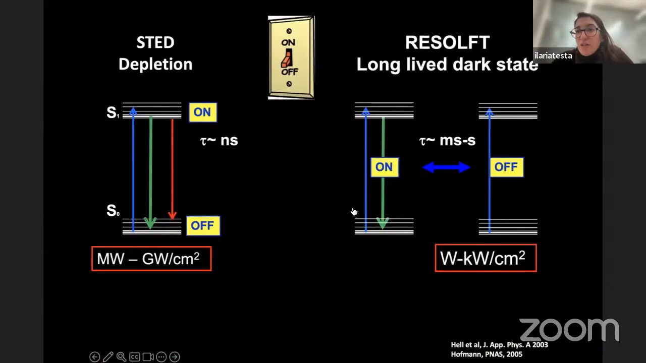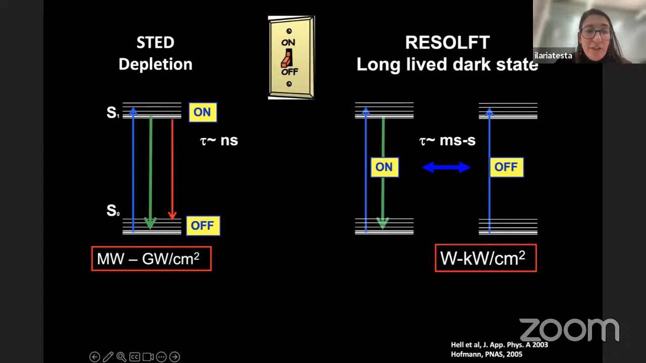Okay, so then you're wondering, are you just reselling me STED with just a different name, RESOLFT? No. What is different is the way we switch off the molecule. In STED microscopy, the donut acts on the electronic state, and it does stimulated emission. So it depletes. It forces the molecule to emit a photon that is the same as the STED beam, or very similar. So basically it's red shifted.